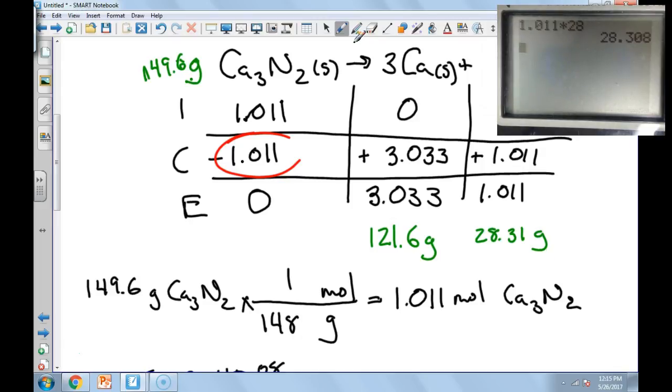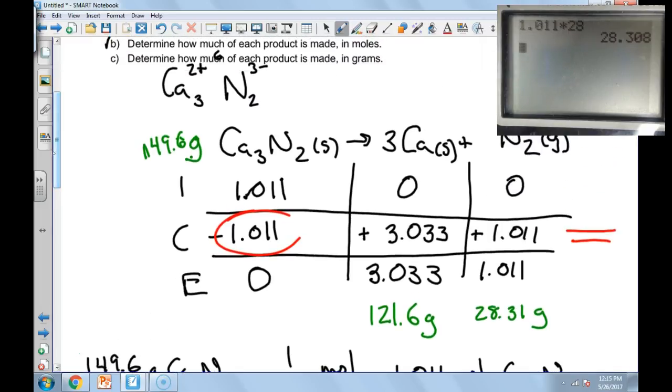Now we just have to double check this. Okay, the double check is the law of conservation of matter. Okay, I'm going to split this up here. And I'm going to look. I'm going to say, well, how many grams did we start with? Because that should be equal to how many grams we ended with. Matter cannot be created, nor can it be destroyed. So here we're going to start. We started with 149.6 grams. Okay, there's none and none there.